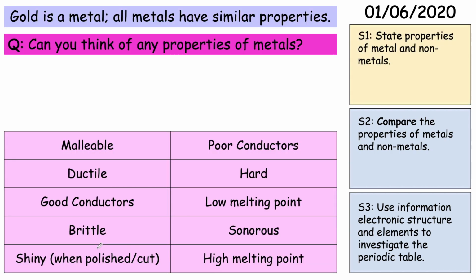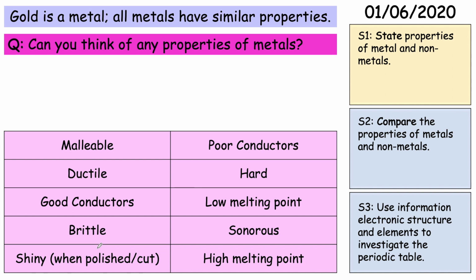So, looking at this list here of different properties, pause the video and then write down the properties that you think are related to a metal. But before you pause the video, I'm going to tell you what a couple mean. Malleable means it can be bent into shapes. Ductile means it can be stretched into wires. Conductor, that means it allows electricity or heat to pass through it. Brittle means it breaks easily.